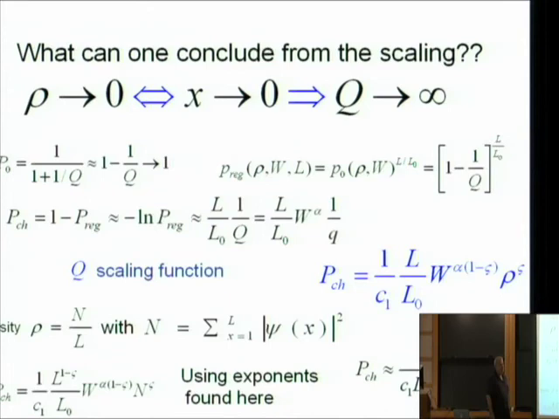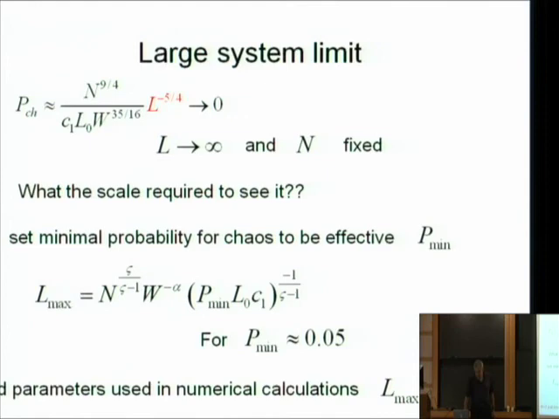Now how far do you have to go to see it? Okay. So now we take the large system limit, and we assume that for this mechanism of being chaotic to work, there is some minimal value of the probability to be chaotic on a scale that is of the order of the localization length.